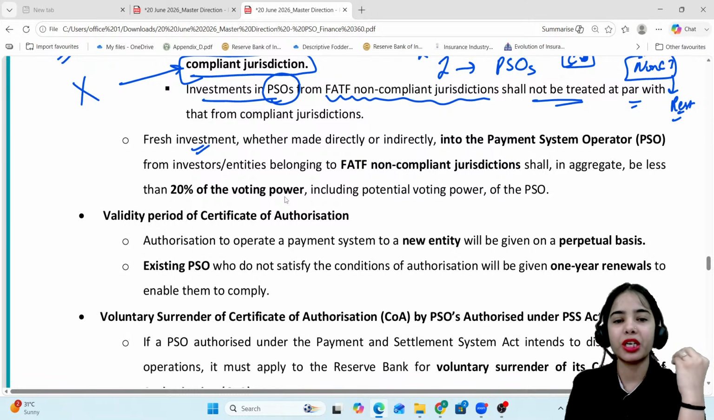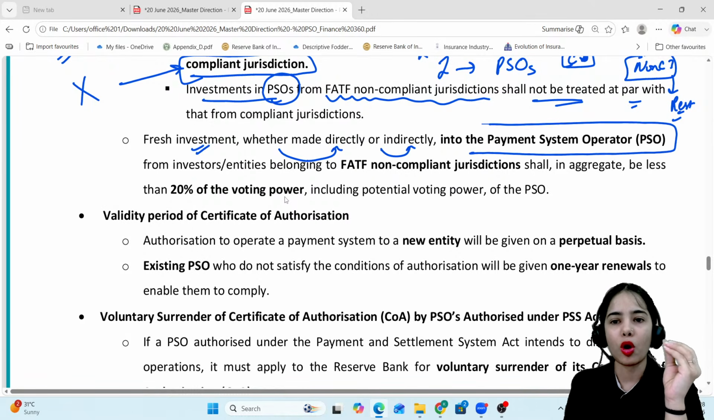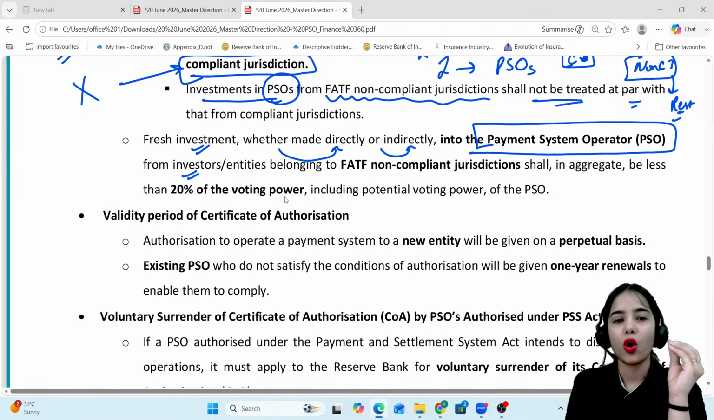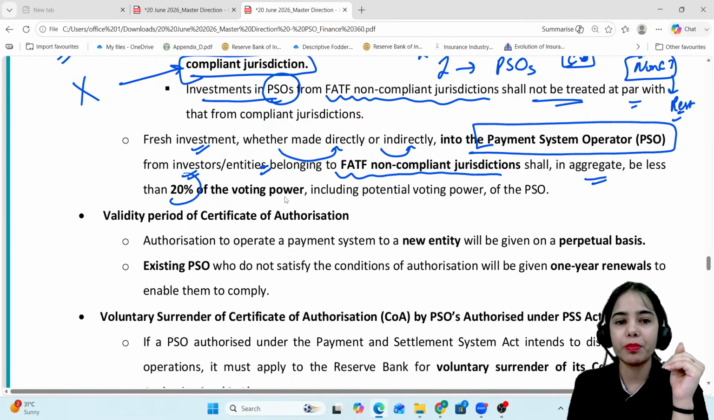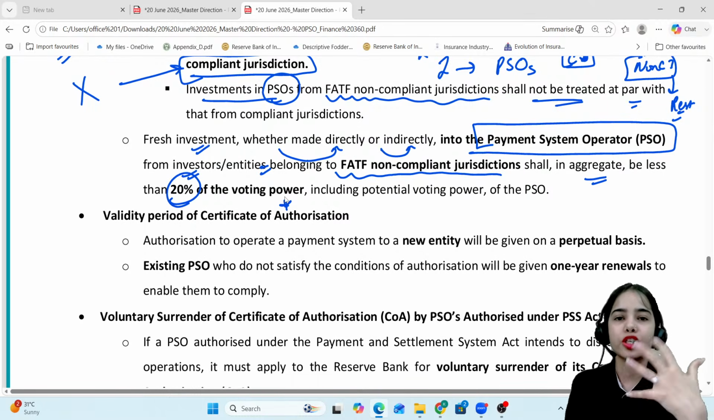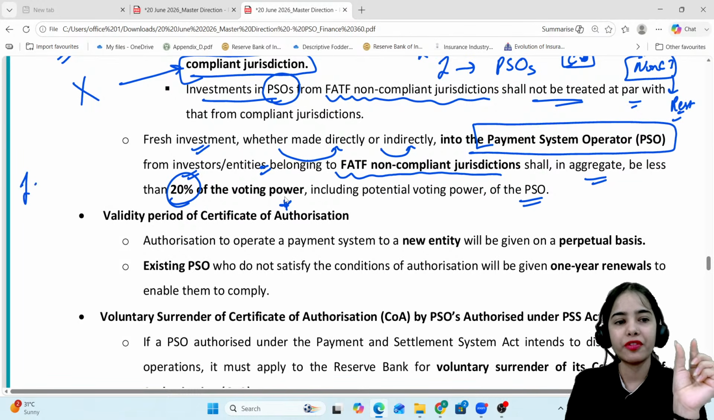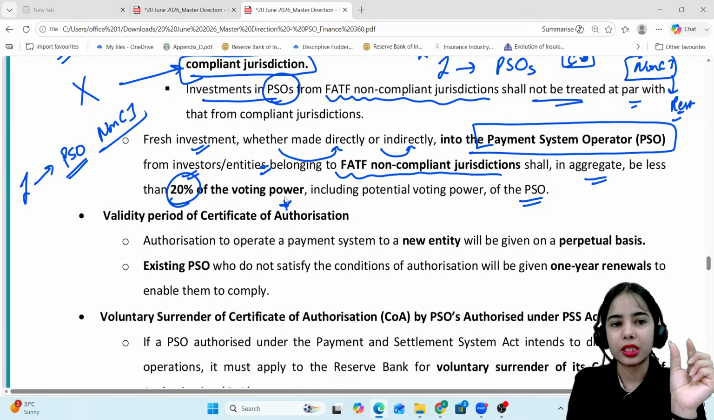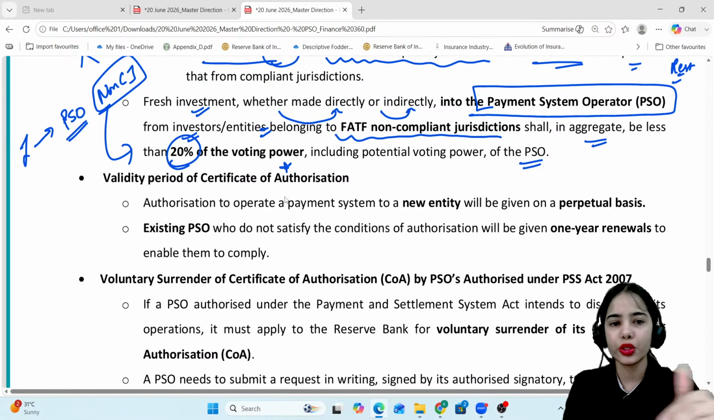So fresh investment, whether made directly or indirectly into the payment system operator from investors or entities belonging to FATF non-compliant jurisdictions, shall in aggregate be less than 20% of the voting power, including potential voting power, of the payment system operator. So as I have told you, if the investment is coming into the payment system operator from the non-compliant jurisdiction, then there should be certain limitation, that is 20% of the voting power. Okay. So this is the limit.